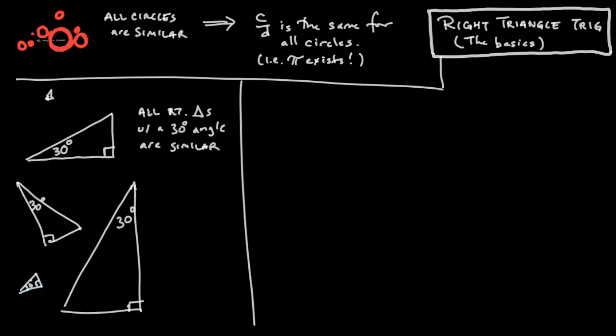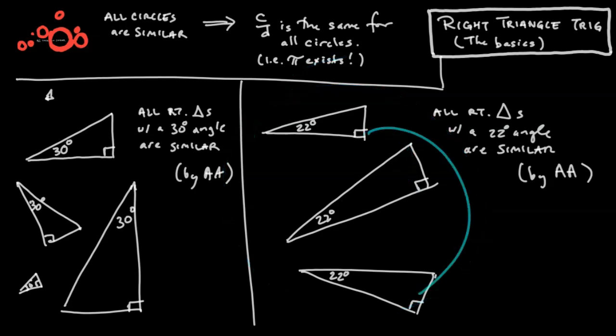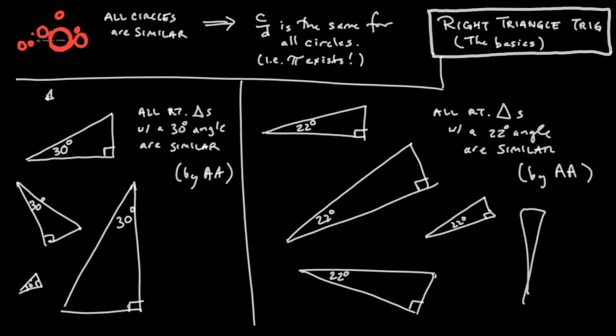And the same story holds for, say, all right triangles with a 22-degree angle. They are all similar to one another. And again, by angle, because all such triangles have a right angle and they all have a 22-degree angle. And in fact, they all have a 68-degree angle as well. So if we imagine all the many triangles of this sort, all right triangles with a 22-degree angle, the corresponding ratios on all of them must be the same.